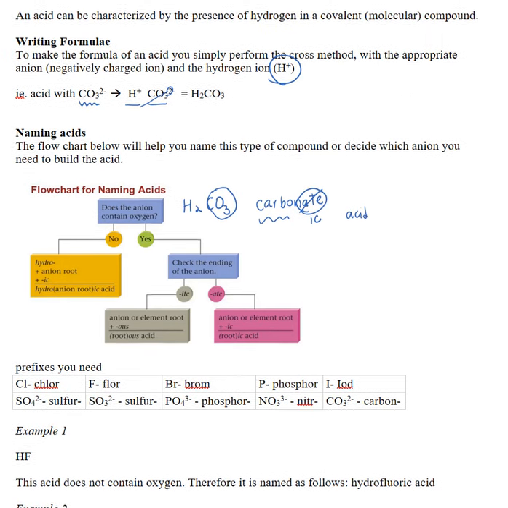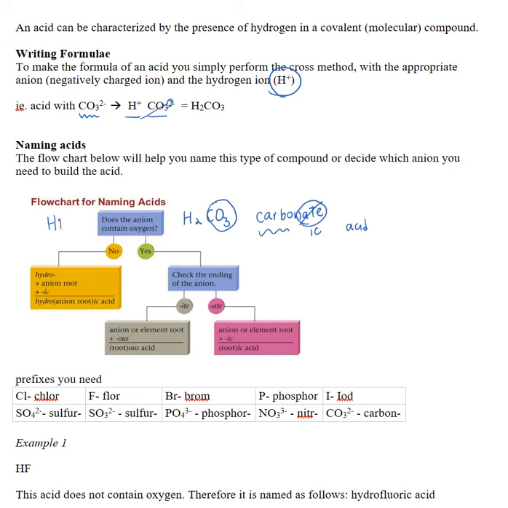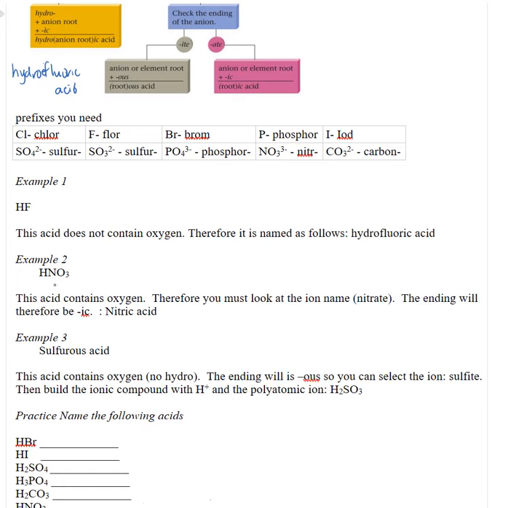The next example that you see on your page is HF, and I'll just use the flowchart here. So does the anion contain oxygen? No. So we build the name by taking hydro plus the root of the anion, which is fluoride, so just fluoric acid. So this is hydrofluoric acid. Okay, there's another example here with HNO3, contains oxygen with nitrate, so it becomes nitric acid.